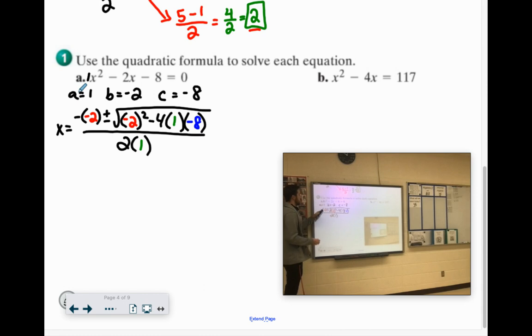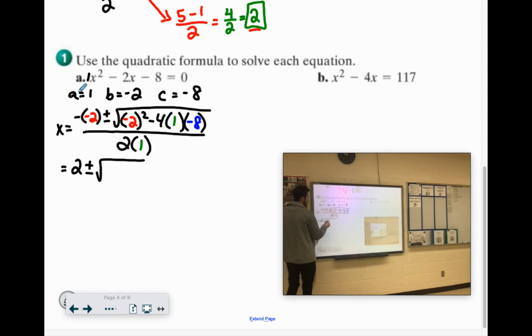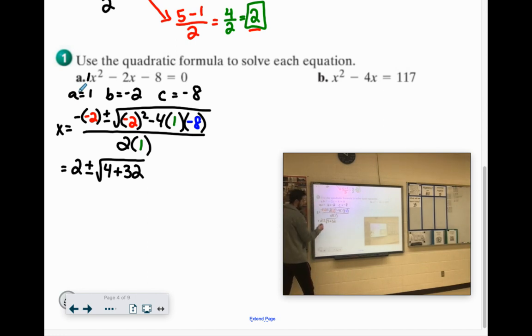All right, the opposite of -2 is +2. Then we have the plus or minus the square root of -2 squared. Anytime you square anything, it goes positive. -2 times -2 is 4. Now here's where you've got to be careful. We have -4 times 1 is -4, times -8 turns to positive 32. So if your a or c is negative, it's going to change that to a plus there. All that is over 2 times 1, which is 2.